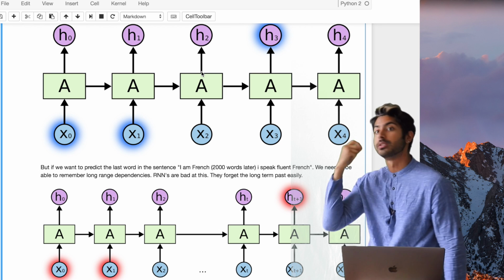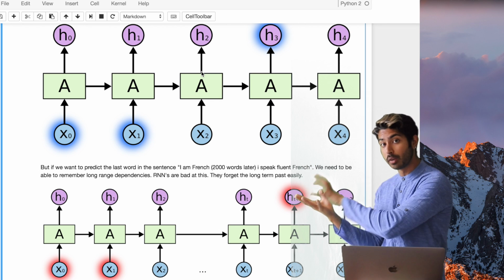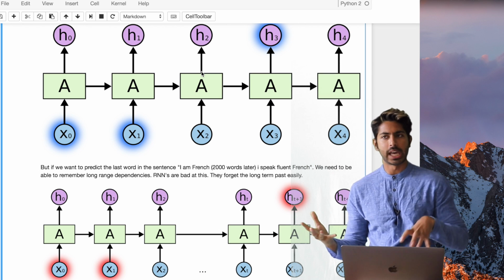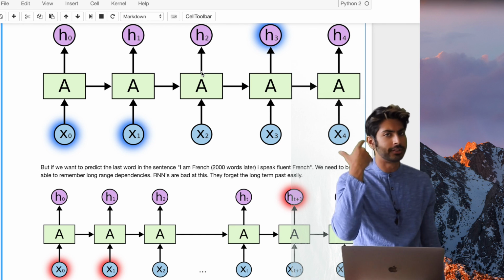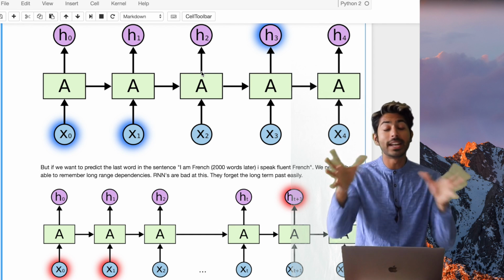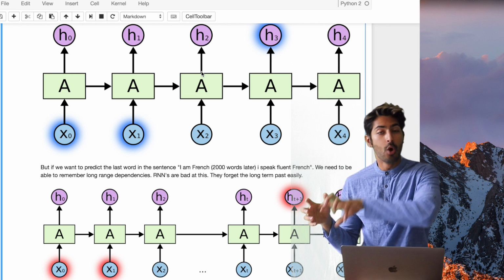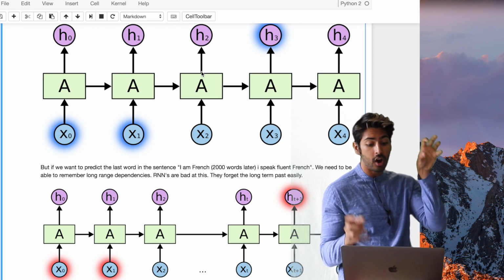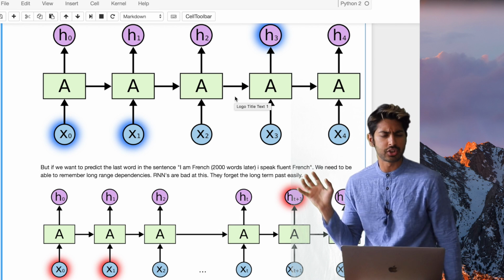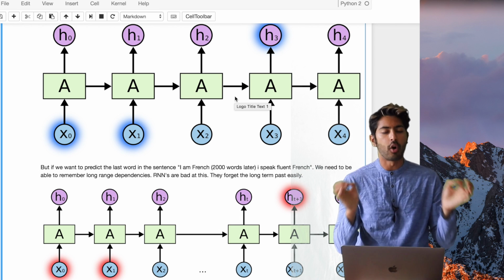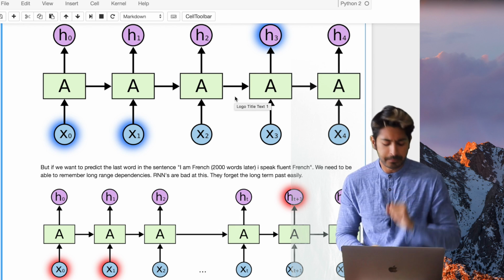I speak fluent what? Now let's say between I am French and I speak fluent French, there are all these other languages, and this guy is Spanish, and I heard some German on the subway, and all of that is actually irrelevant to what he speaks fluently, which is French. We've got to know that context. We've got to know that he is French. So of course he's going to speak fluent French. So we've got to find a way for our network to be able to remember long-term dependencies.